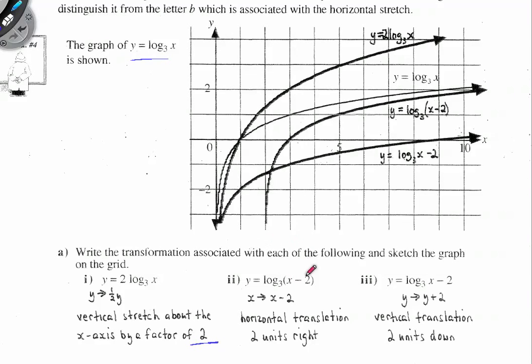This one, we've basically taken log x and shifted it to the right by 2. Horizontal translation, right by 2. So where would that go? You can take a point here. It's got an x value of 3, so that would be shifted over by 3.